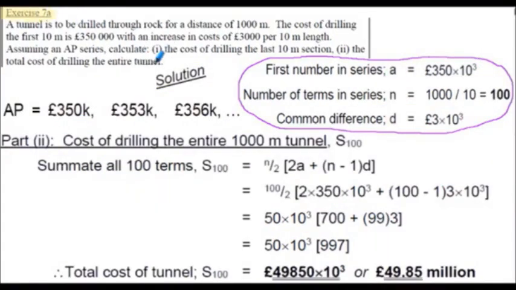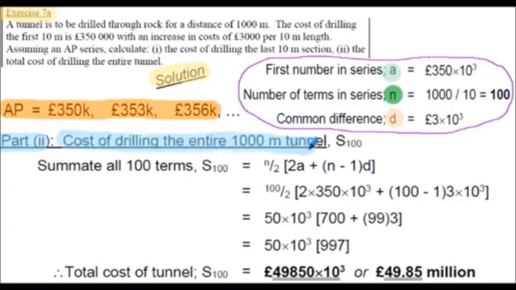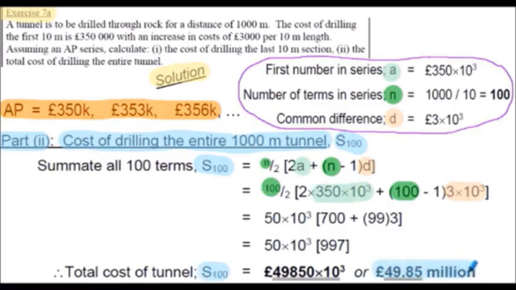Exercise 7a, solution continued. Again repeating information from the previous slide. Part 2, we're now calculating the cost of drilling the entire tunnel, denoted S100. Now we're summating all 100 terms here. So using our summation formula and inserting the values, the total cost of drilling the 1,000 meter long tunnel is £49.85 million.